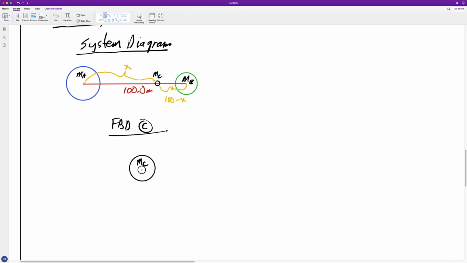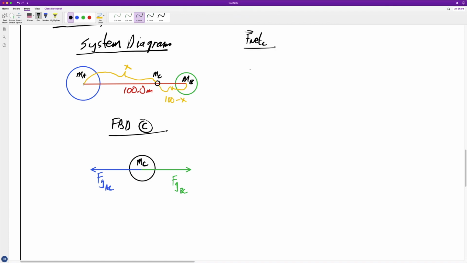So MC is feeling a pull to the left from MA. At the same time, MC is feeling an equal force to the right from MB. So this is the force of gravity between A and C, and this is the force of gravity between B and C, and they have to be equal and opposite to each other. So let's analyze the net force acting on C. F net acting on C is equal to the force of gravity between AC plus the force of gravity between BC. The key to this is that the net force at this position is equal to 0.